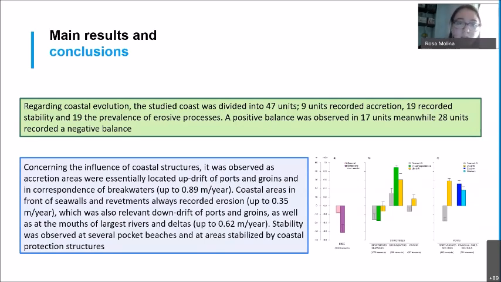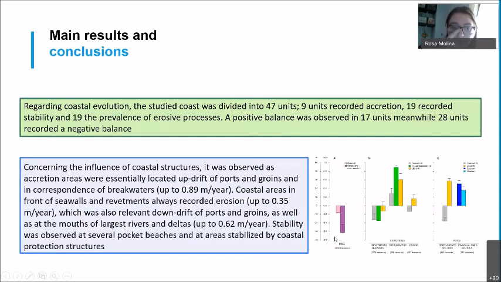Concerning the influence of coastal structures, it was observed that accretion areas were essentially located updrift of ports and groins, and in correspondence of breakwaters. Coastal areas in front of seawalls and riverbeds always recorded erosion, which was also relevant downdrift of ports and groins, as well as at the mouth of largest rivers and deltas.